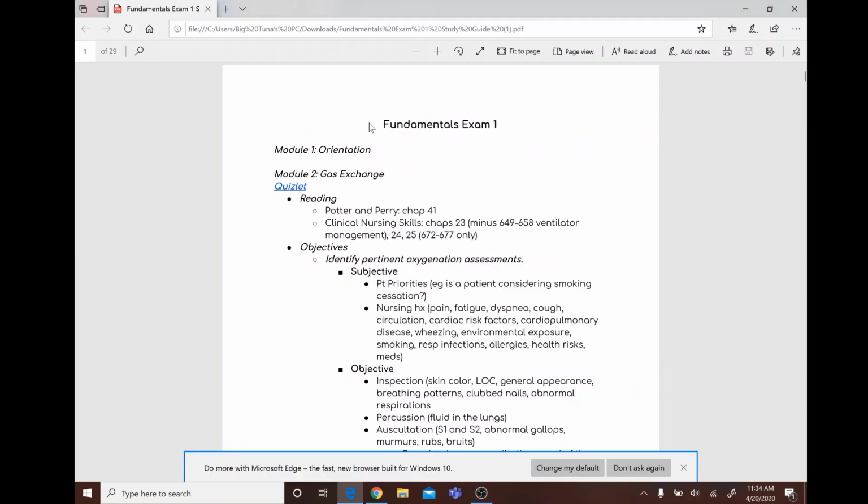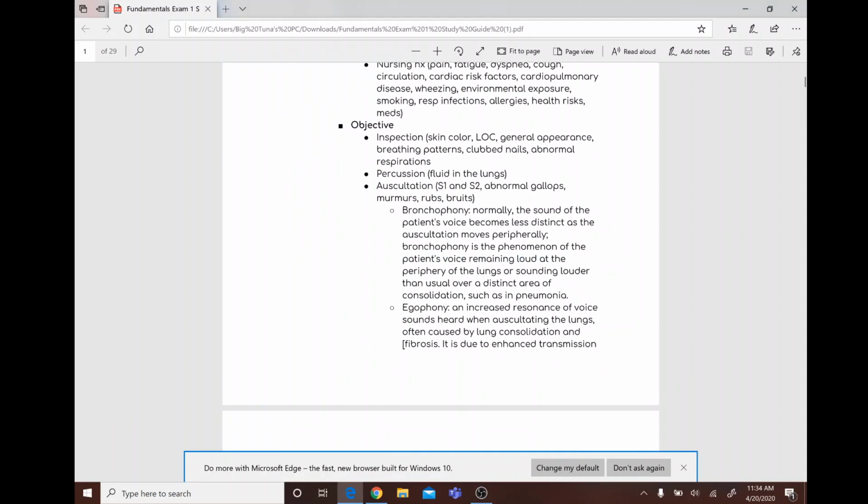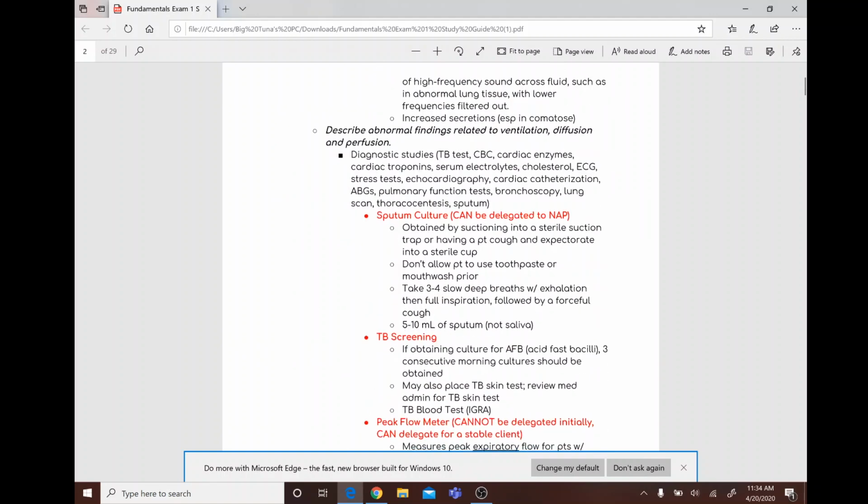Alright, today we're going to go over Fundamentals Exam 1 study guide. We're going to ask questions and you're going to tell me what you think it is. Alright. Can sputum cultures be delegated? Yes, they can be delegated.